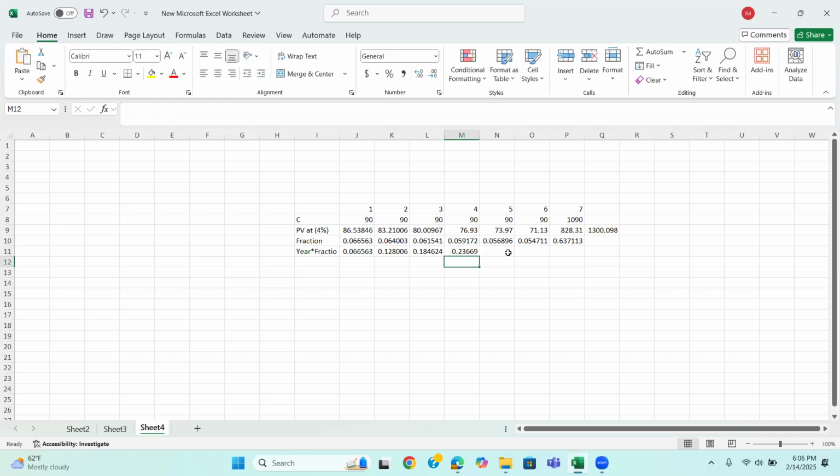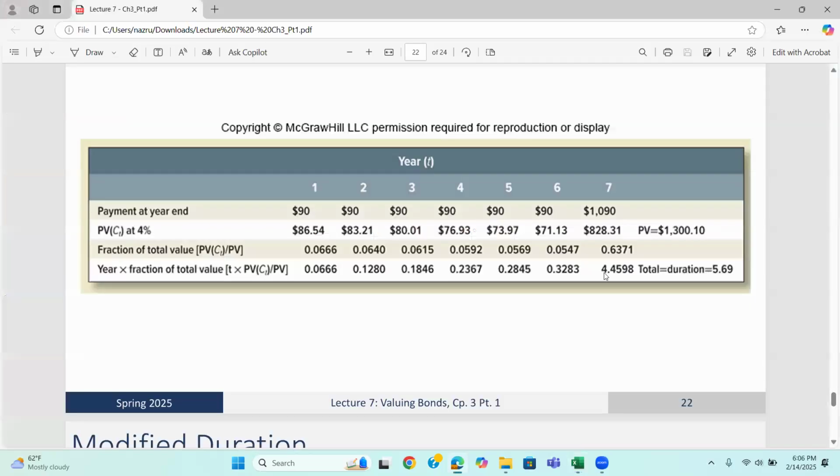4. I mean, whoever knows Excel can do it first, I guess. All right. So we are just multiplying the year here. Okay, so we have the value for each of the years.